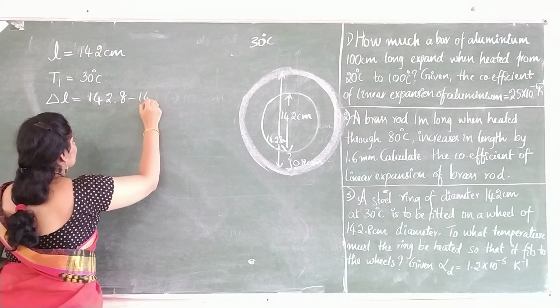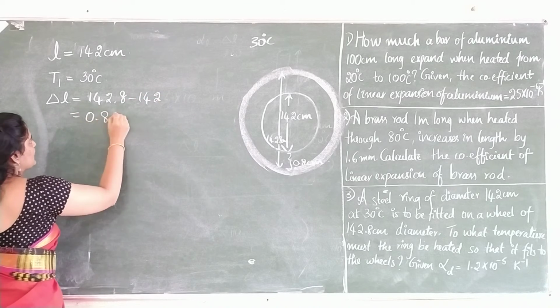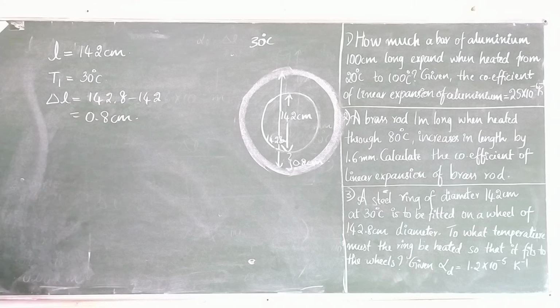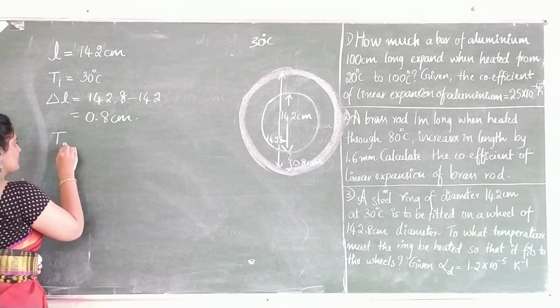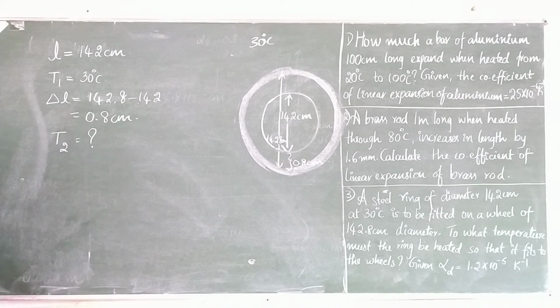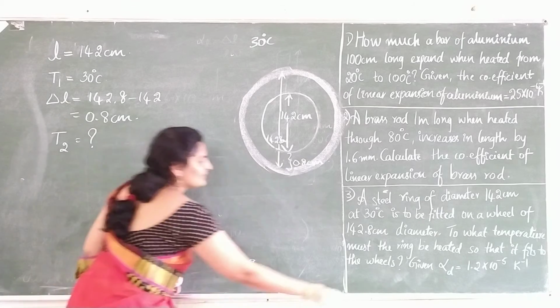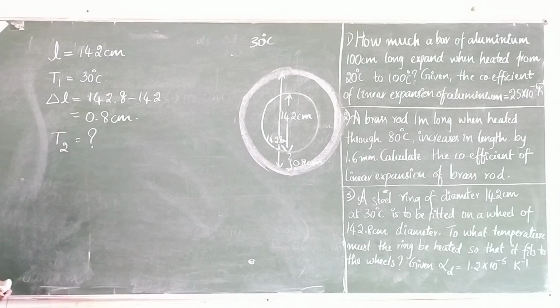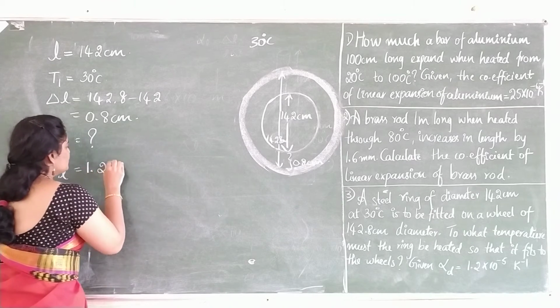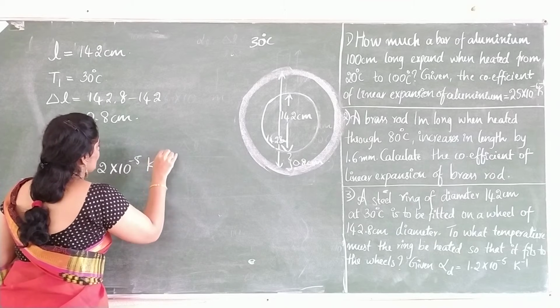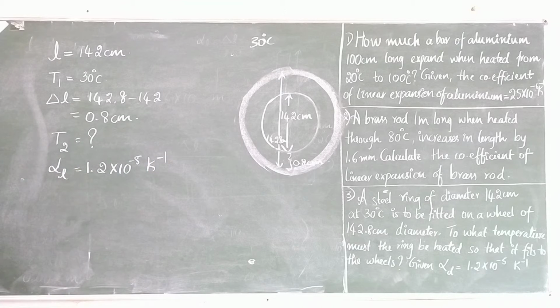142.8 minus 142 which is 0.8 centimeter. Question is, to what temperature must the ring be heated so that it fits to the wheel? You have to calculate final temperature T2. Also, they have given the value of alpha L, coefficient of linear expansion, alpha L is equal to 1.2 into 10 to the power minus 5 per Kelvin.